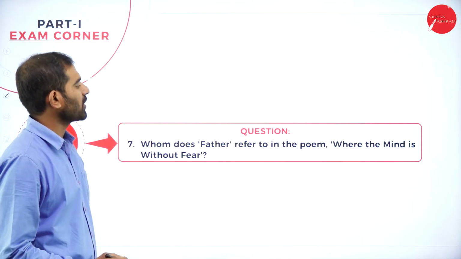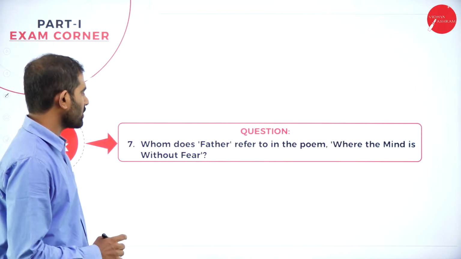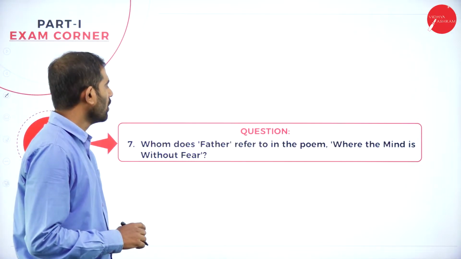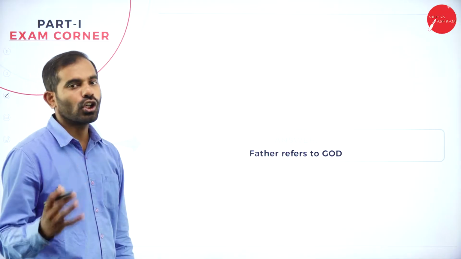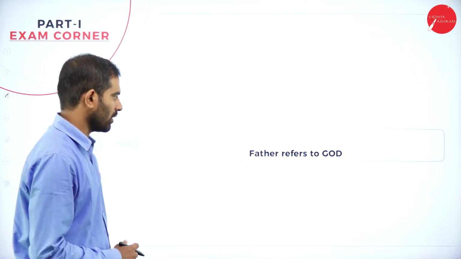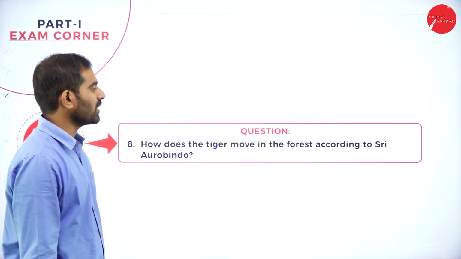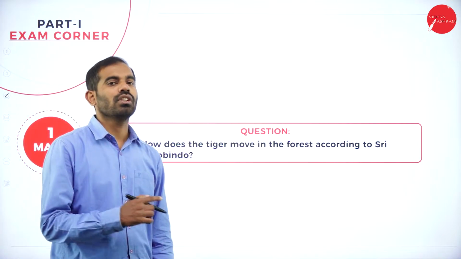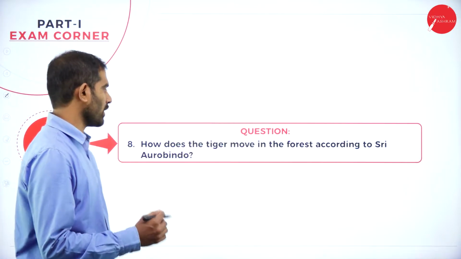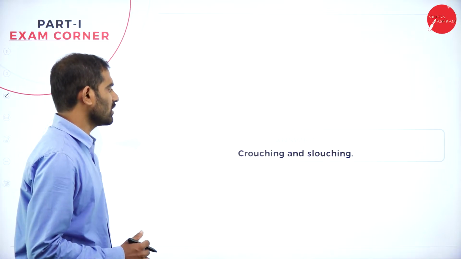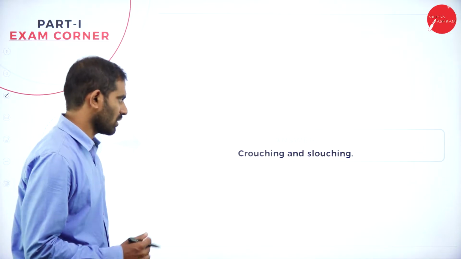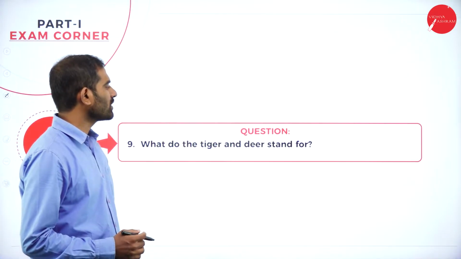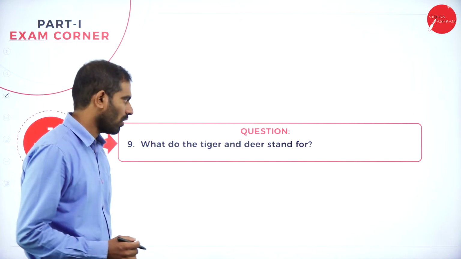Whom does father refer to in the poem Where the Mind is Without Fear? This poem is written by Rabindranath Tagore. It means to God. Father is referring to God here. How does the tiger move in the forest according to Sri Aurobindo? This poem is The Tiger and the Deer, written by Sri Aurobindo. The tiger, it crouches and slouches. Crouching and slouching.